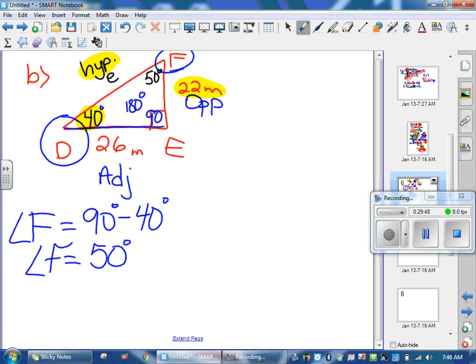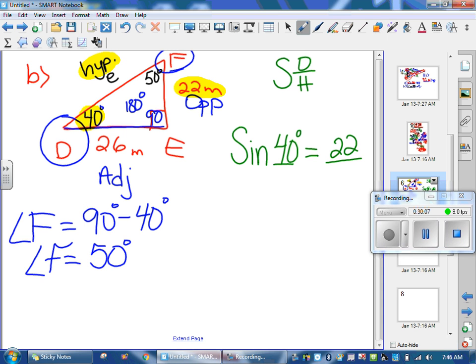So again, you write sine next to your angle. 40 degrees is the one I have circled, equals my opposite side, which is 22, over the hypotenuse, which is letter E. We don't know how big our hypotenuse is. So in this case, we're going to now switch sine 40 and the E, they're going to switch places. So E, our hypotenuse, is going to be equal to 22 divided by sine 40.